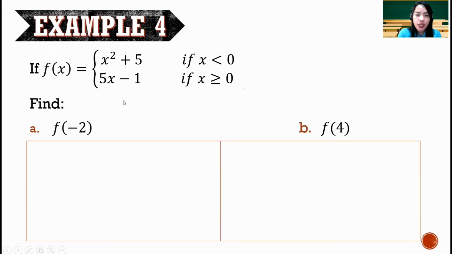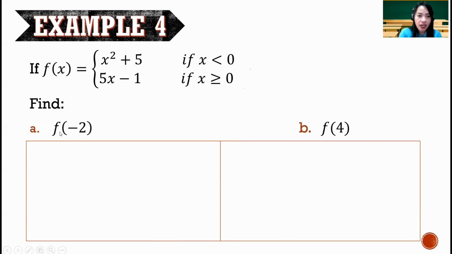In the second subfunction, we have the function 5x minus 1, for the interval x greater than or equal to 0. What are the numbers greater than or equal to 0? Those are 0 and positive numbers. What are positive numbers? We have 1, 0.5, 1/2, 10, 100, 1,000, 100.7. Those are examples of positive numbers. Given this function, we're going to find and simplify.